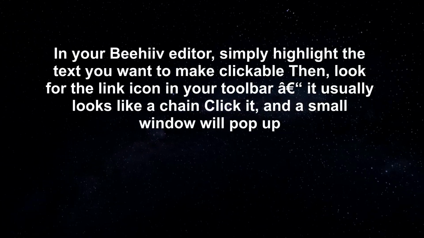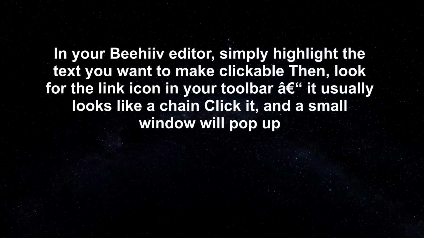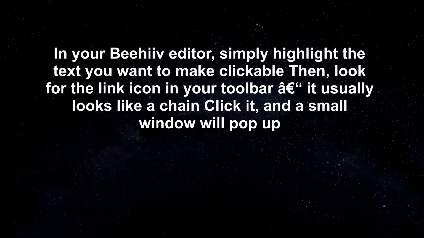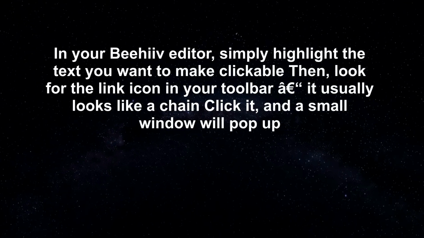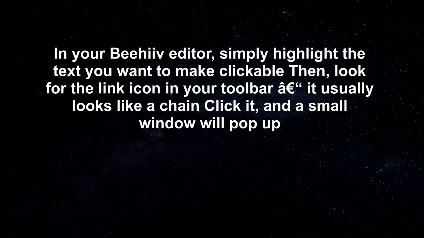In your Beehiiv editor, simply highlight the text you want to make clickable, then look for the link icon in your toolbar. It usually looks like a chain. Click it, and a small window will pop up.